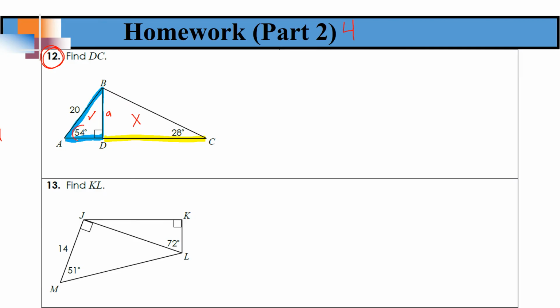So let's set up an equation. 54 degrees is our acute angle. A is our opposite side. 20 is our hypotenuse. Remember SOHCAHTOA: opposite over hypotenuse is sine. So we can say sine of 54 degrees equals A, that side we're trying to find, over 20. If I want to solve for A, all I need to do is multiply both sides by 20, like this. And we would find that A equals 20 times sine of 54.